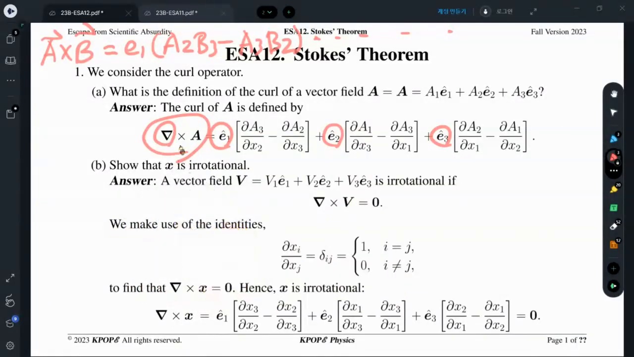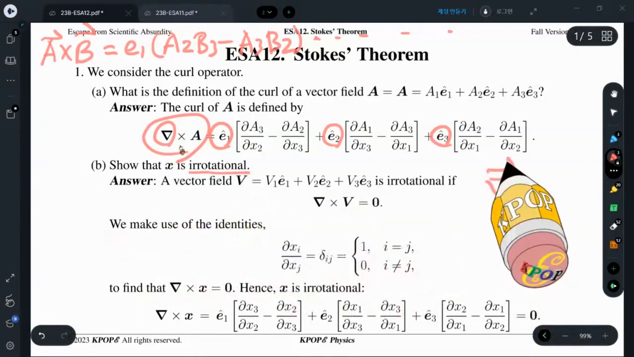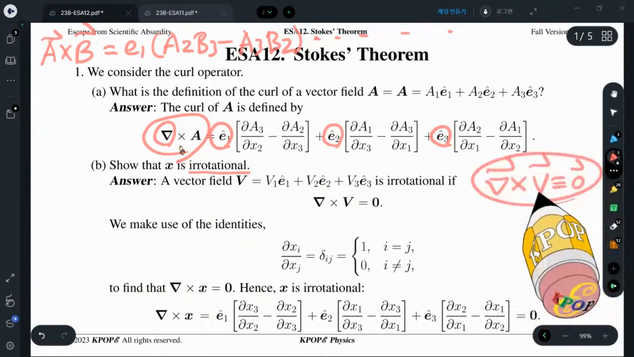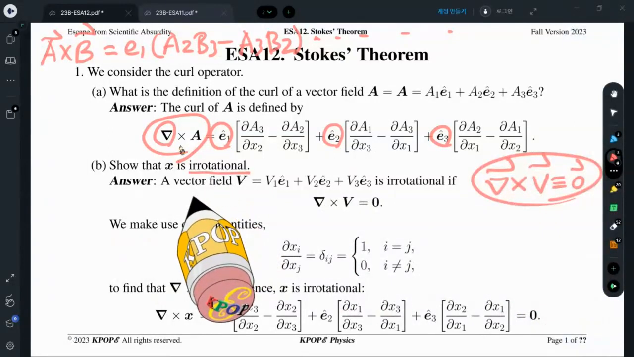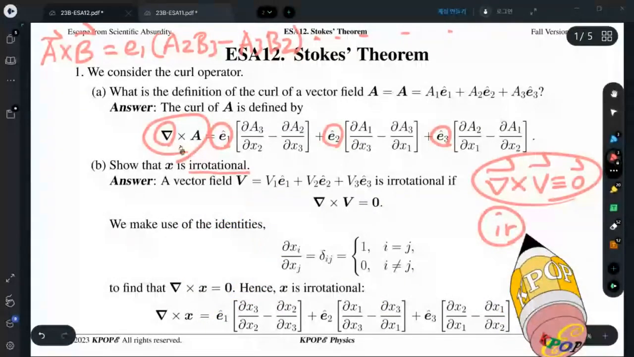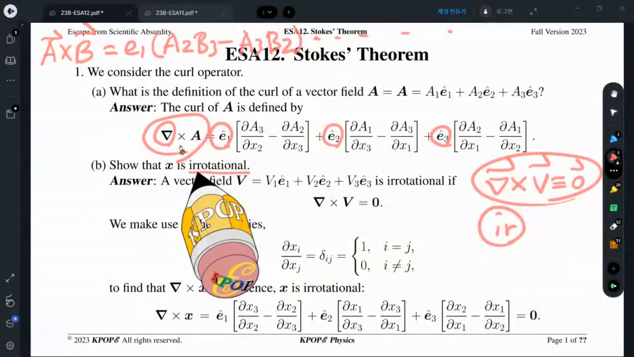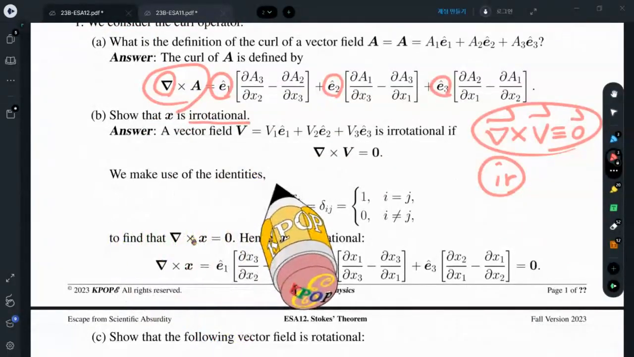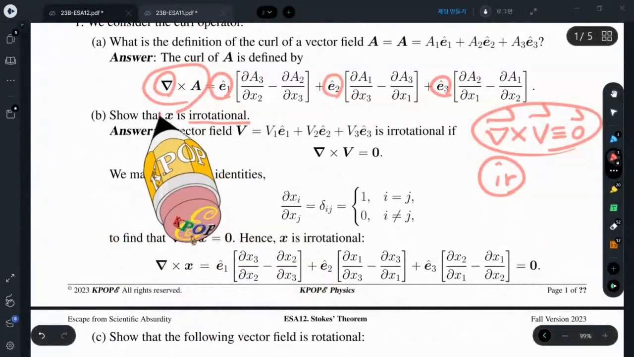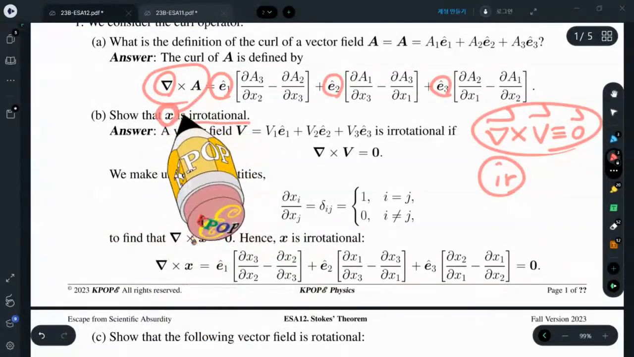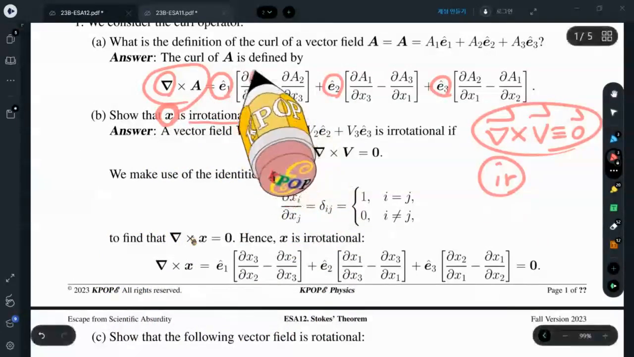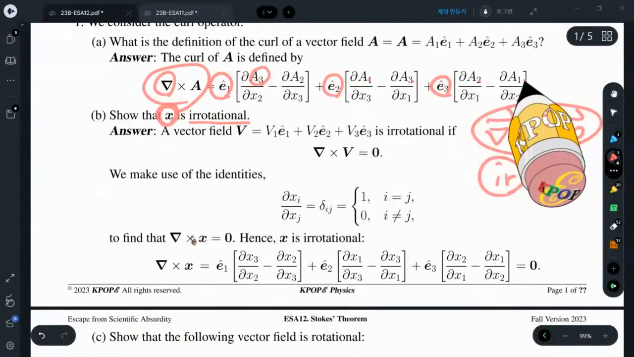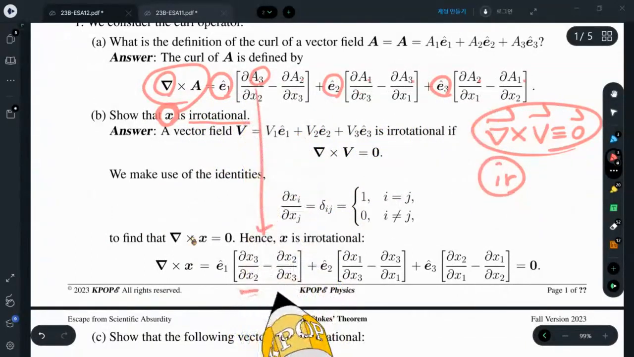Show that x is irrotational. Irrotational means that if the curl is identically 0, then we call it irrotational. Ir is the opposite, irrotational, not irrational. We make use of an identity. Why don't we take this one? Substitute. x is x1, x2, x3. Substitute.